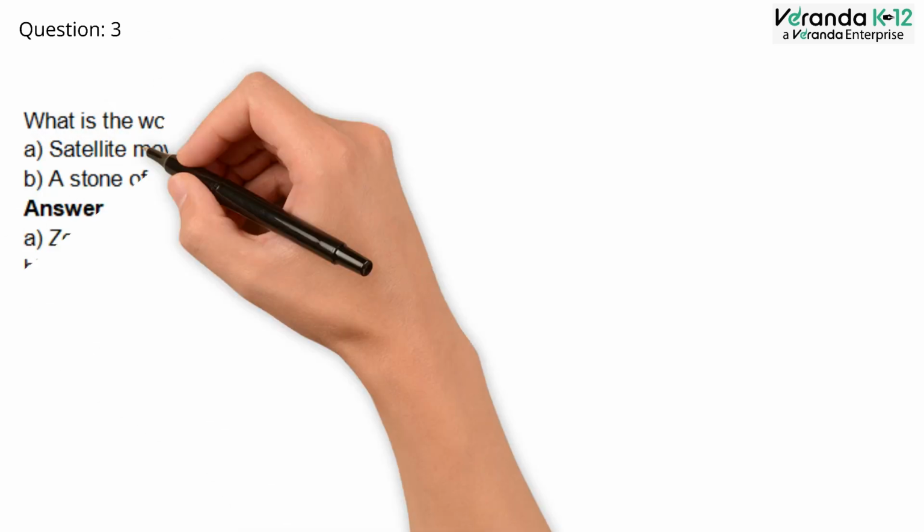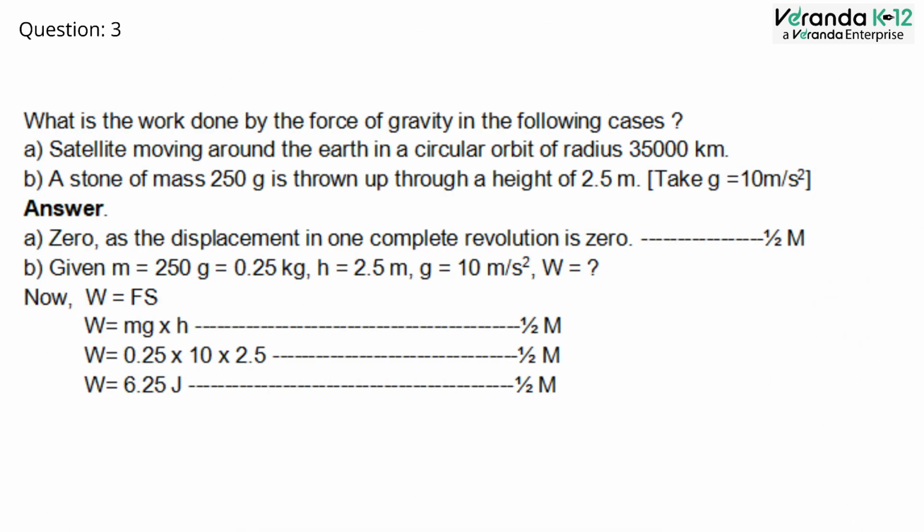Question 3. What is the work done by the force of gravity in the following cases? A. Satellite moving around the Earth in a circular orbit of radius 35,000 km. B. A stone of mass 250 gram is thrown up through a height of 2.5 meter, taking acceleration due to gravity as 10 meter per second square.